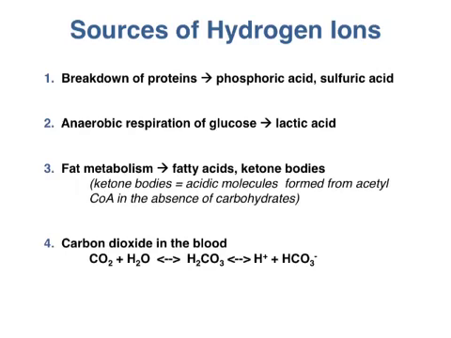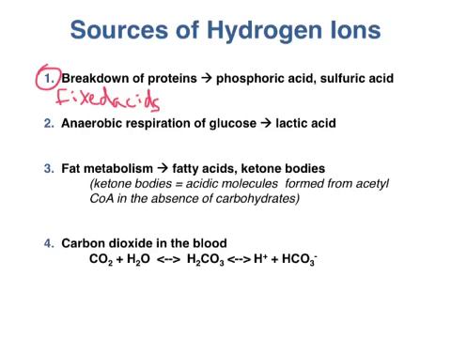So when you're talking about acidosis, the blood becoming too acidic, where do those hydrogen ions come from? They can come from a variety of sources. You can have hydrogen ions coming from the breakdown of proteins. The breakdown of proteins forms phosphoric acid and sulfuric acid. These are referred to as fixed acids because they remain in the circulation until they're eliminated at the kidneys.